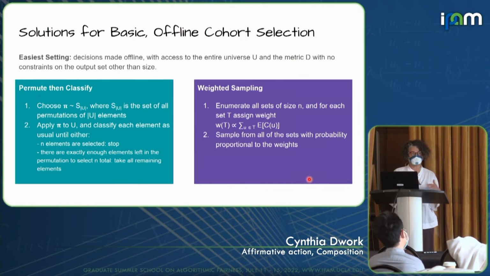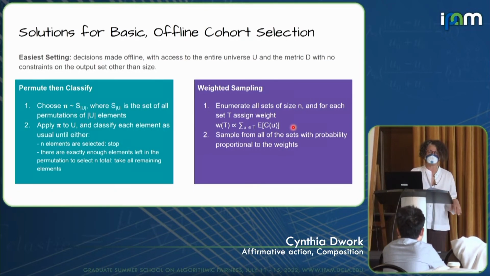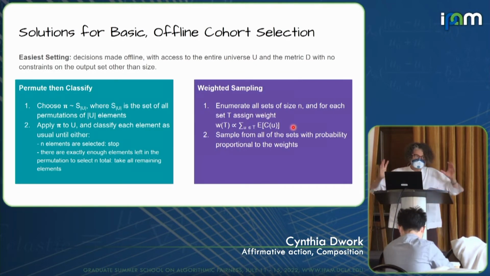And a different solution is called weighted sampling, where you can enumerate all sets of size n, and for each one of them, you assign a weight, which you eventually have to normalize, but it is proportional to, for each set T, how many people you expect overall are going to be accepted among the sum of the probabilities that each of these U's in T is going to be accepted. And so that gives you an ordering and then weights. And once you have the weights, you can normalize and choose from that distribution. So you're more likely to choose a set that has more people who have high C values.